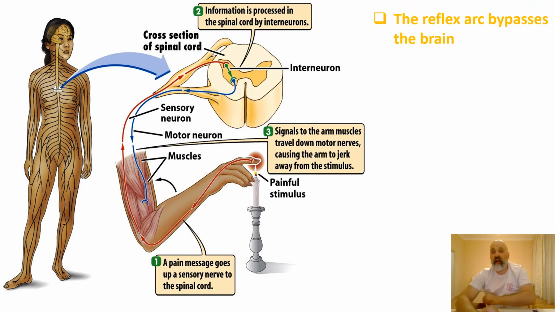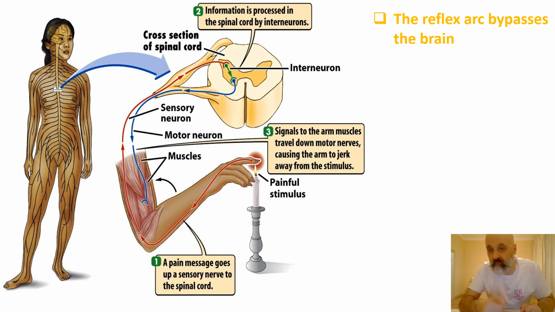So the reflex arc bypasses the brain. So why is that? If you think about it, if you stick your finger on something sharp, or maybe you get a paper cut, you immediately pull your hand away. There's no, oh, I think my finger hurts. Maybe I should do something. What shall I do? It's all autonomic. You do it without thinking. It bypasses the brain.